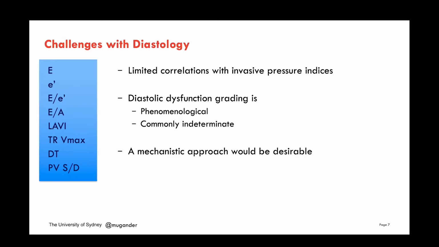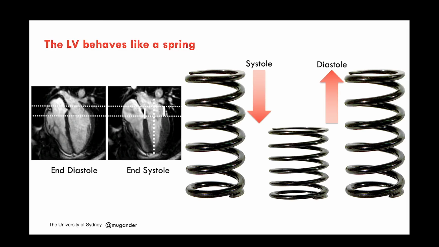A mechanistic approach would be desirable because we want to understand what's going on and not just be counting or voting. Because arguably, when we understand the physiology underpinning what's going on, we can potentially make decisions about treatment that might be different, which of course would only be relevant if you find different mechanisms. And that's what we're getting at. So let me show you how we can do that.